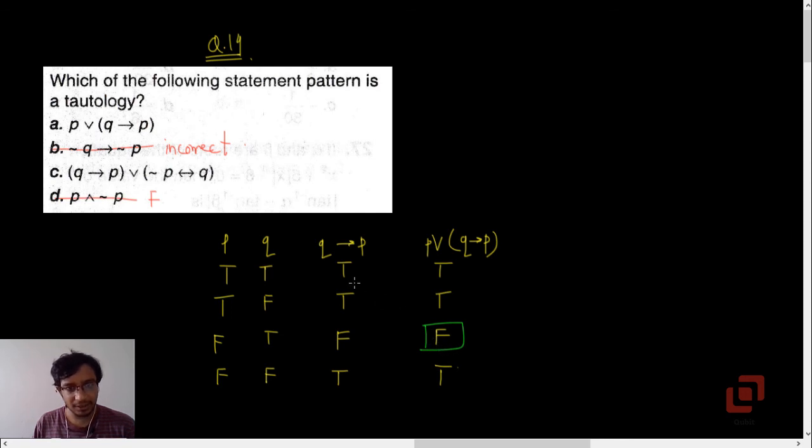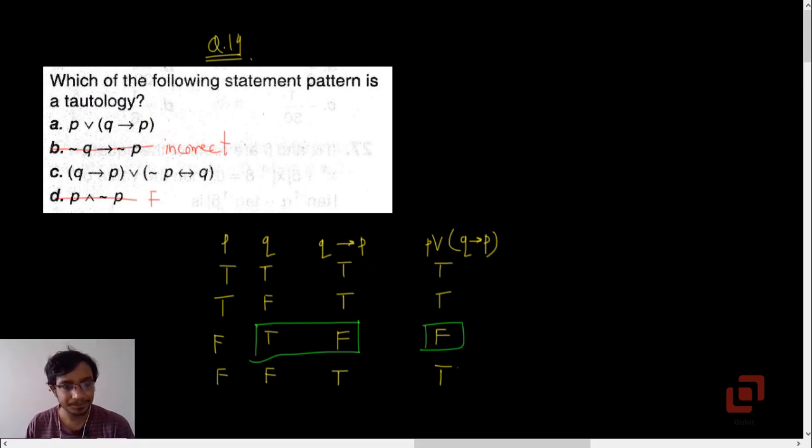So I'll again check it carefully. Q implies P. Yes, Q implies P is false when Q is true and P is false. That is, the antecedent is true and the consequent is false. So that is false, and P or that, yes. So that is option C.